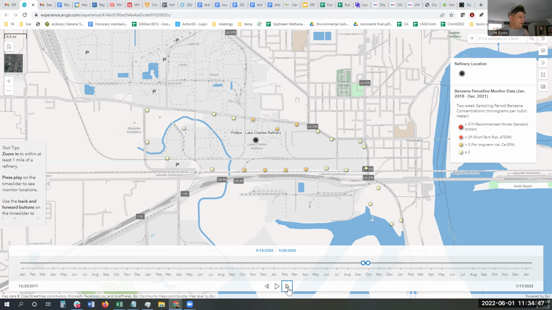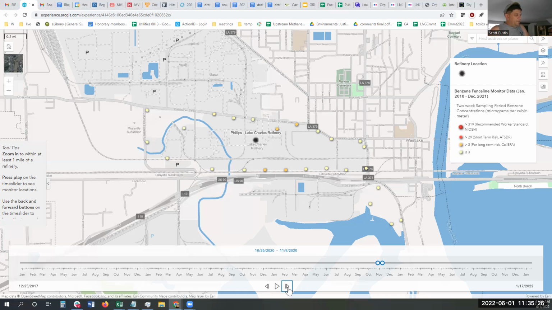Afterwards, we have, again, elevated readings around that eastern part of the refinery, where we saw the exceedance of short-term risk levels immediately after the hurricane. So yeah, not fun. For a while after Laura, we're getting levels that exceed Cal EPA's long-term risk levels. Again, a lot of that is focused on the eastern side of the refinery.